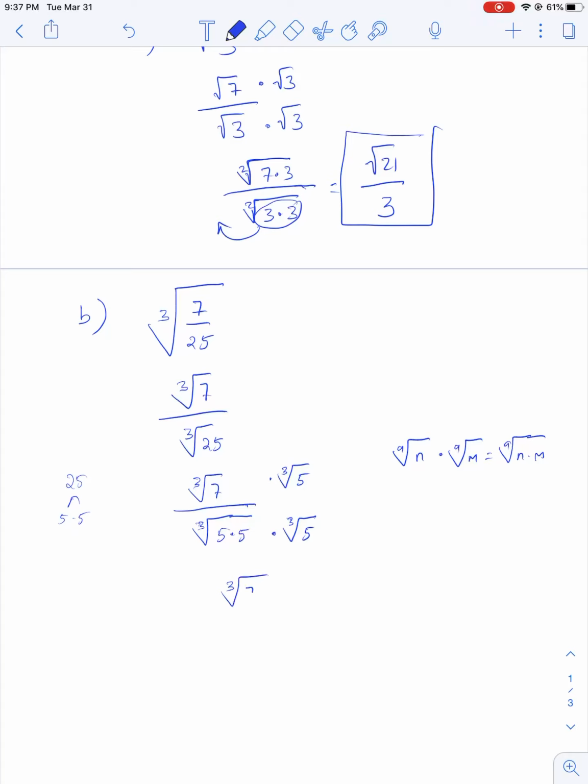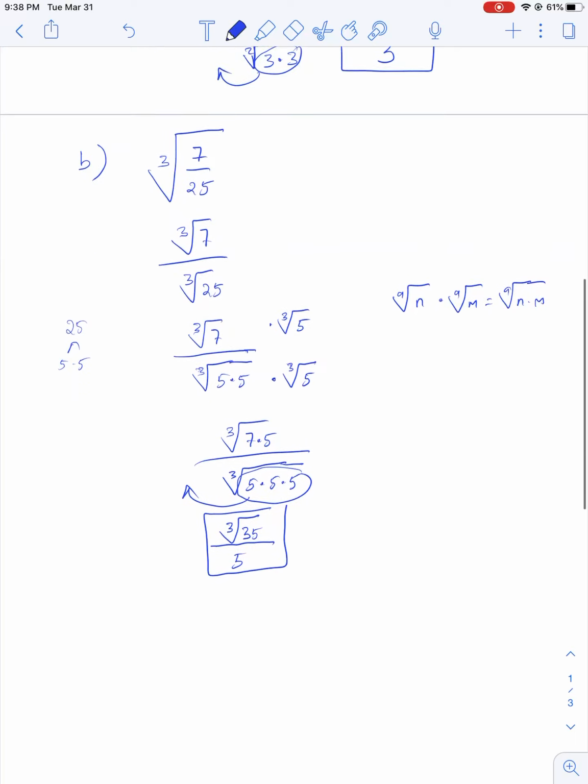Because now we're left with the third root of 7 times 5 on the top. And on the bottom, I'm left with the third root of 5 times 5 times 5. This time we're pulling in groups of 3s. These 5s can come out, right? We're left with nothing inside the radical on the bottom, so it's just 5 on the outside. And then we're left with the third root of 7 times 5, right? We're just left with the third root of 35. So this example B is a very nice example, one that I encourage you to practice.